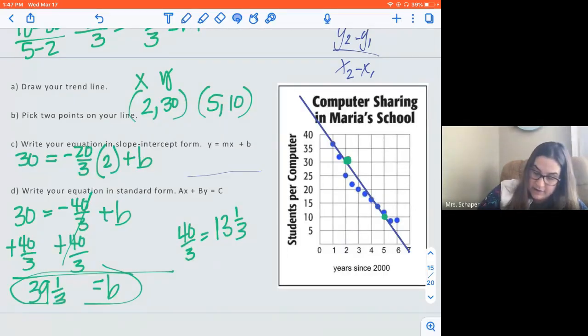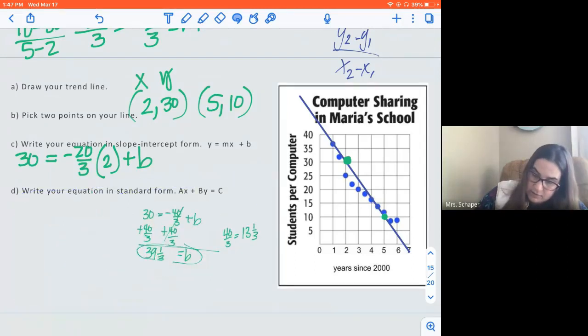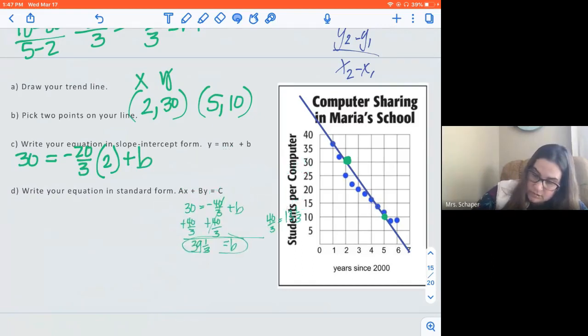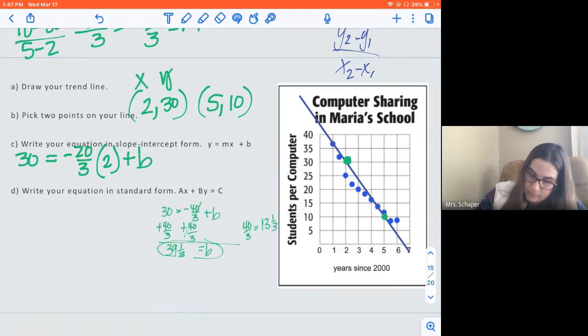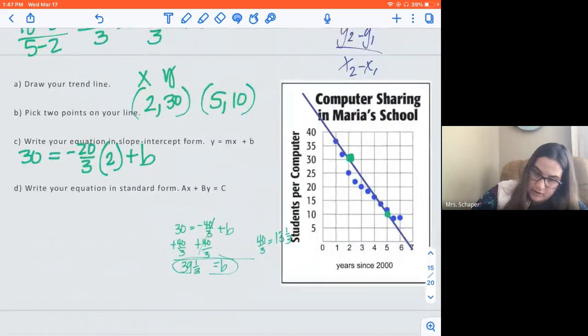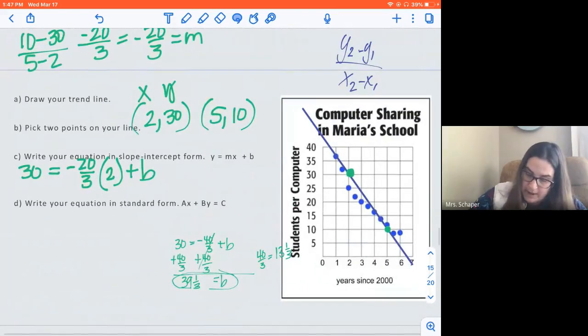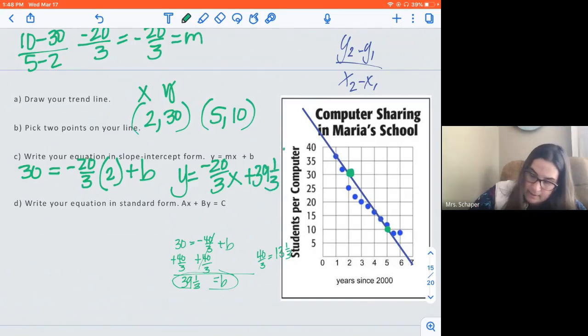All right. So I'm going to take all this work and I'm going to shrink it. I'll just move it over here a little bit. There. So then my equation is going to be y equals negative 20 thirds x plus 39 and a third. That's the equation written in slope-intercept form.